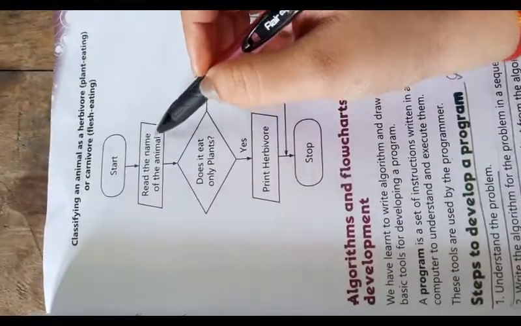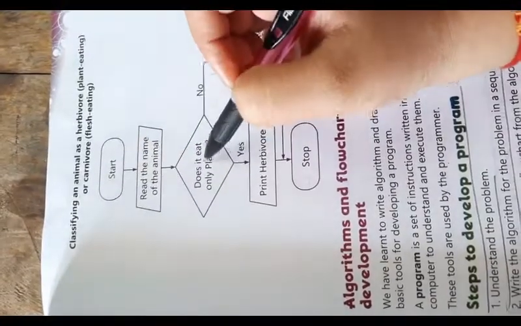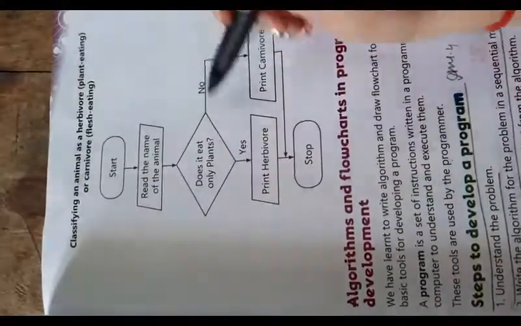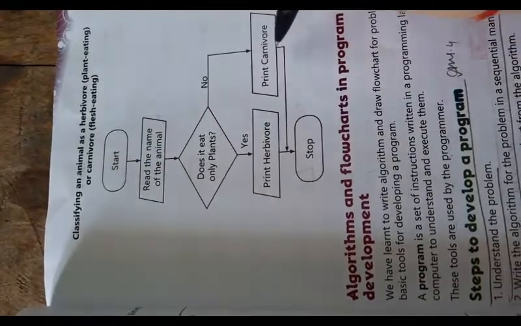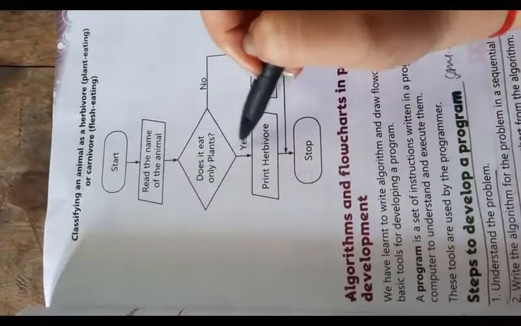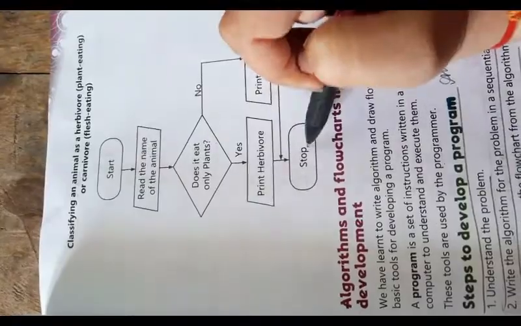Start, read the name of the animal. Does it eat only plants? If no, then print carnivorous. If yes, then print herbivorous. Then stop.